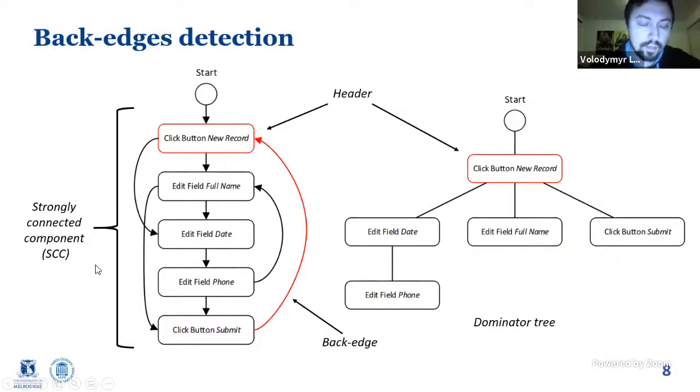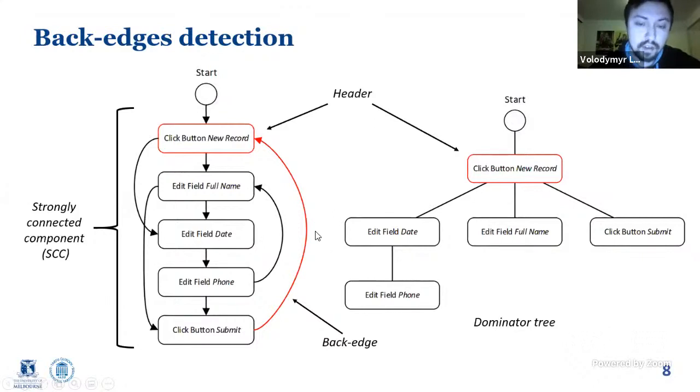We find the loops by discovering the strongly connected components in the graph. Accordingly, then we find the header of this strongly connected component, which is the node that dominates all the other nodes within this strongly connected component, and is not dominated by any node within this component. Correspondingly, all the incoming edges to the header will be back edges, and we will use the information about the discovered back edges to segment the log. In this example, we identify the back edge click button submit to click button new record.